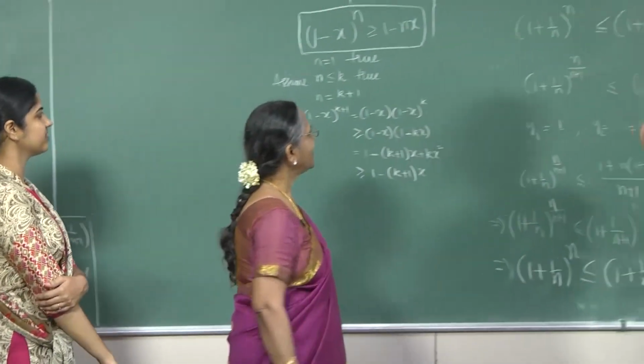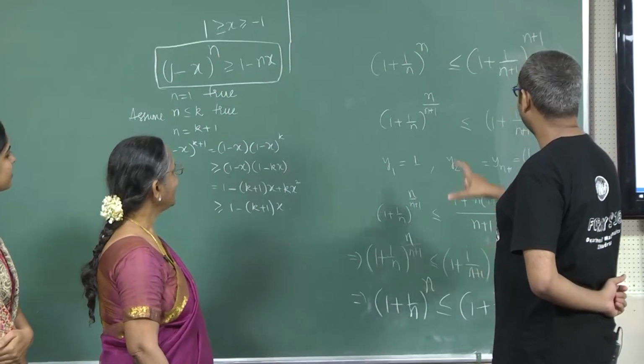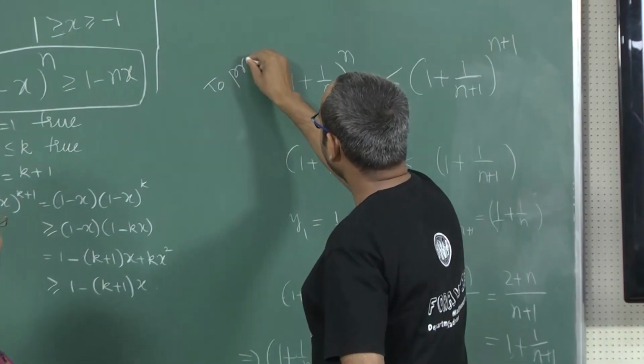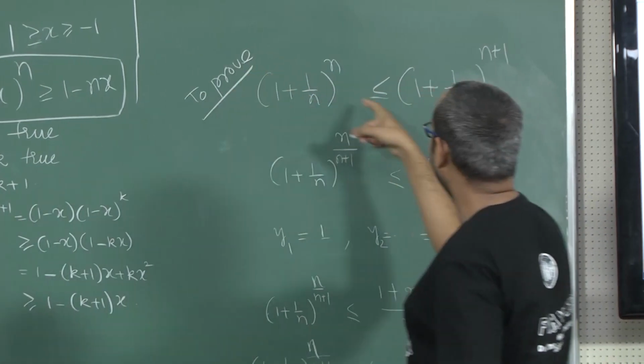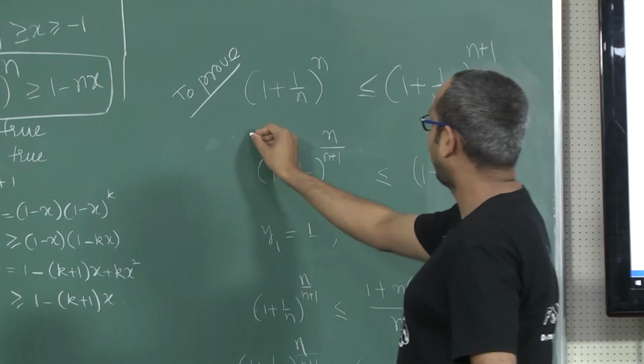I have just used the AM-GM inequality. So I need to prove this, that is your an. It's my aim to prove. So it can be written in this form also.